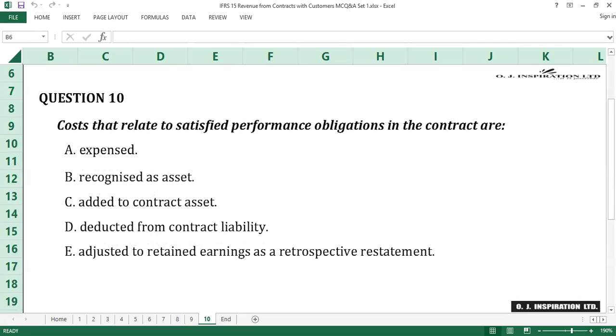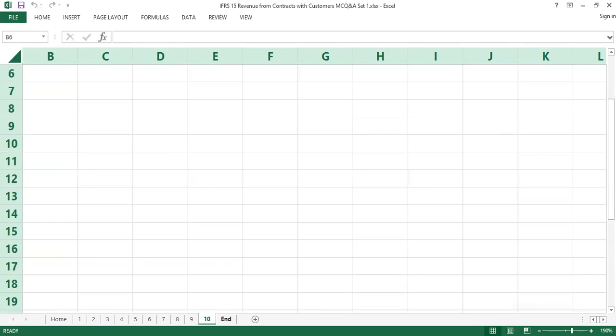Question number 10. The answer to question number 10 is A, expense. Costs that relate to satisfied performance obligations or partially satisfied performance obligations in the contract are expensed. These are costs that relate to past performance. A is the answer to question number 10.